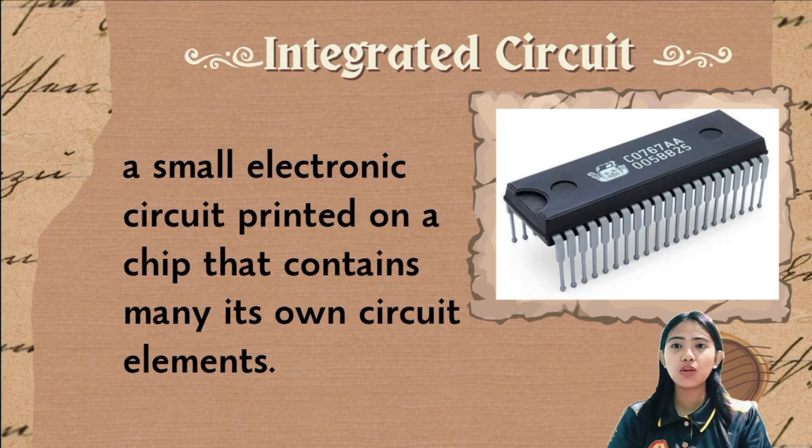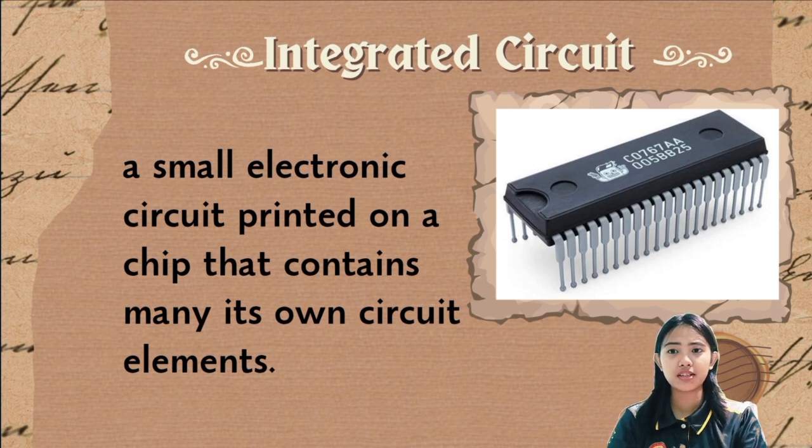An integrated circuit is a small electronic circuit printed on a chip that contains many of its own circuit elements. So, an integrated circuit is a very small chip made of silicon that holds many tiny electronic parts such as transistors, diodes, resistors, and capacitors. These parts all work together as one unit instead of using many separate components. The integrated circuit combines them into one chip, which makes computers and other electronic devices smaller, faster, and more reliable.